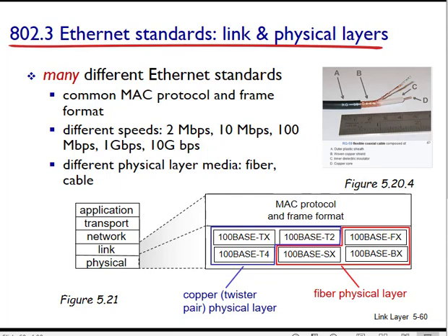In the mid-1990s, Ethernet was standardized at 100 megabits per second, 10 times faster than 10 megabit per second Ethernet and faster than the 16 megabit per second token ring. The original Ethernet MAC protocol and frame format were preserved, but higher speed physical layers were defined for copper wire, 100BASE-T, and for fiber, several versions: 100BASE-FX, 100BASE-SX, and 100BASE-BX. Figure 5.21 shows these different standards and the common Ethernet MAC protocol and frame format.